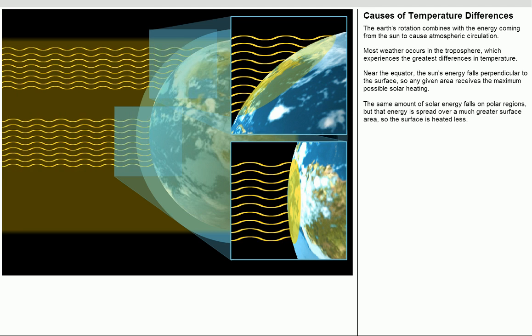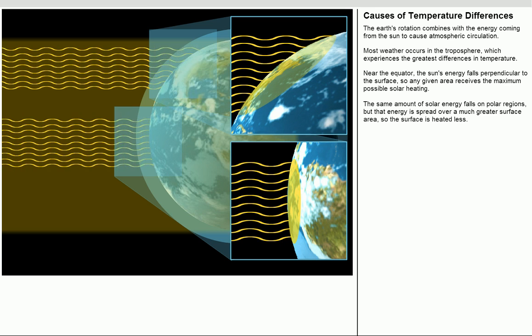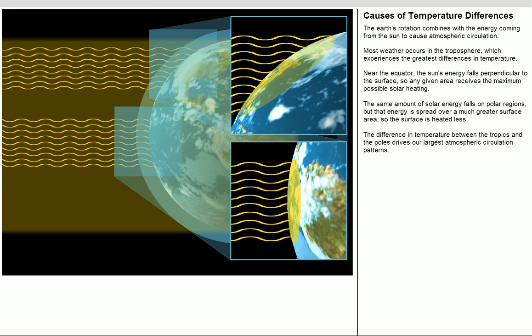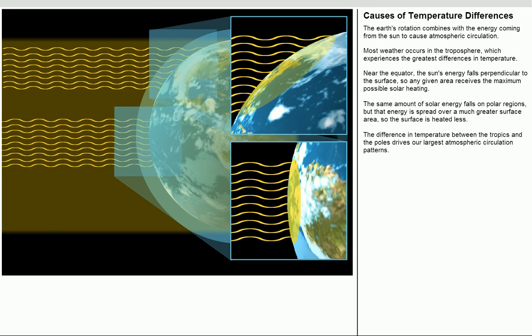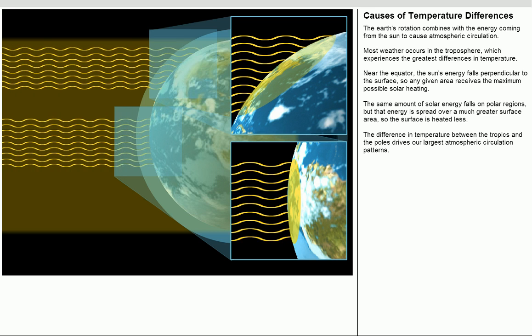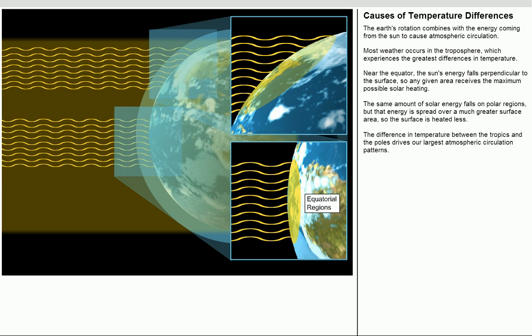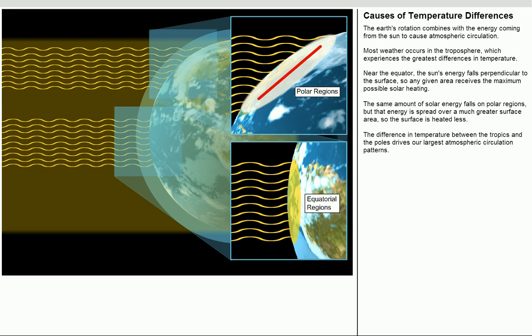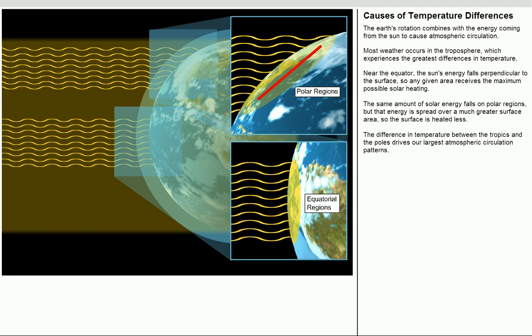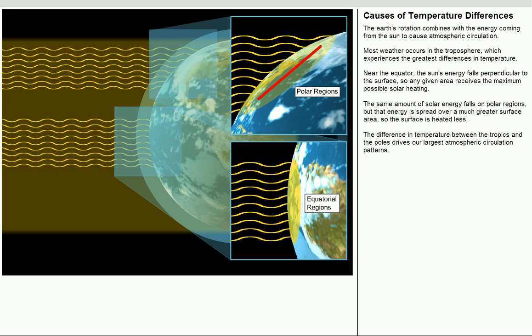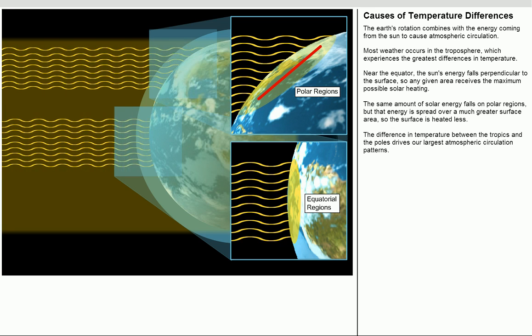Another is the tilt of the Earth's axis, which causes the seasons. The difference in temperature between the tropics and the poles drives our largest atmospheric circulation patterns. This red line shows how the same amount of sunlight spreads over a much larger surface area near the poles, leaving polar regions much colder than equatorial areas.